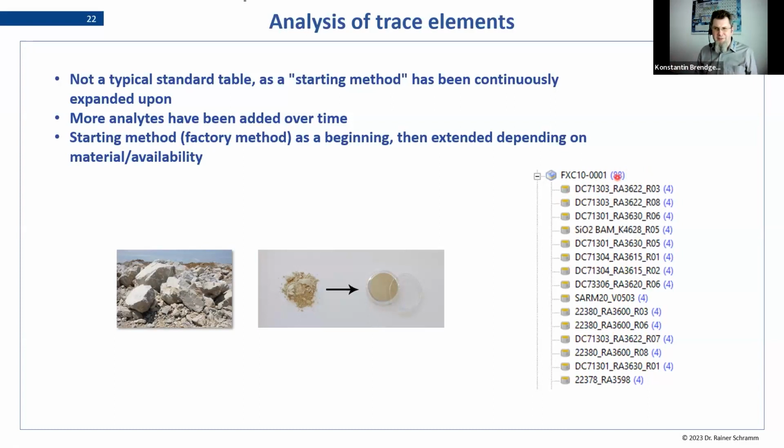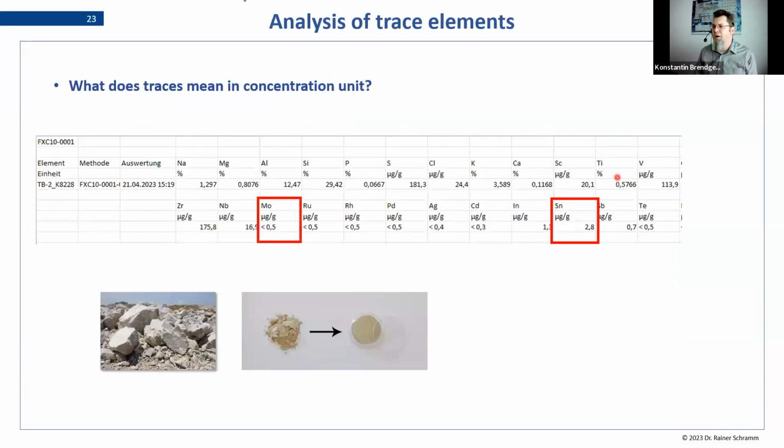Yeah, this is not your typical calibration table of standards where you just make your regression calibration. This is more like a continuously developed method. And why do we do that? What are we looking for? What concentration are we actually expecting to find in this pressed pellet?